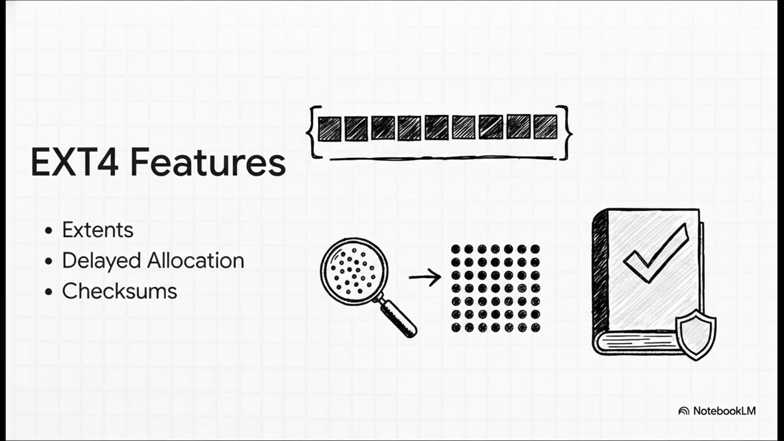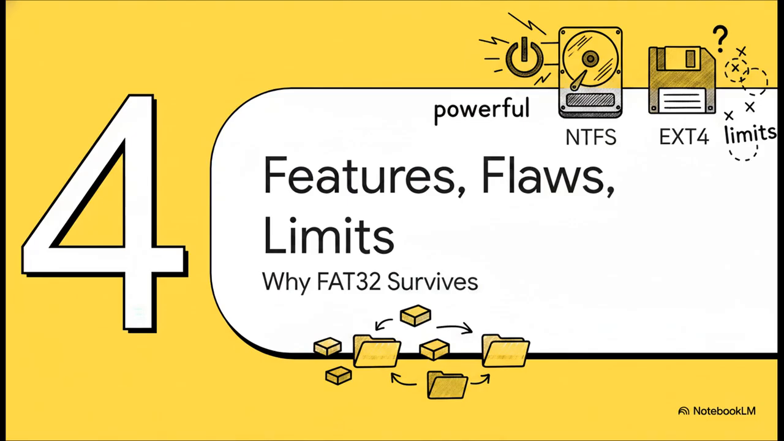Second is delayed allocation. When data is written, EXT4 actually waits a split second to see the big picture. This allows it to assign disk space much more efficiently and totally reduces fragmentation. And finally, journal checksums. It takes the journaling concept we saw in NTFS and goes a step further by verifying the journal itself against corruption. Honestly, it's incredibly robust.